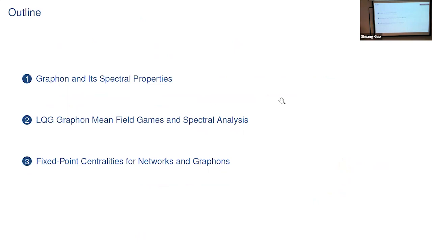So here is an outline of my talk today. I will give you a more concrete illustration and discussion of the spectral properties of graphons. And then we will launch into a particular case where we look at the linear dynamics, quadratic cost, Gaussian noise case for the graphon mean-field games and how we apply spectral analysis to it. And this actually leads to the study of fixed point centrality for networks and graphons. And I will talk about the definition of this and the property of the centrality.